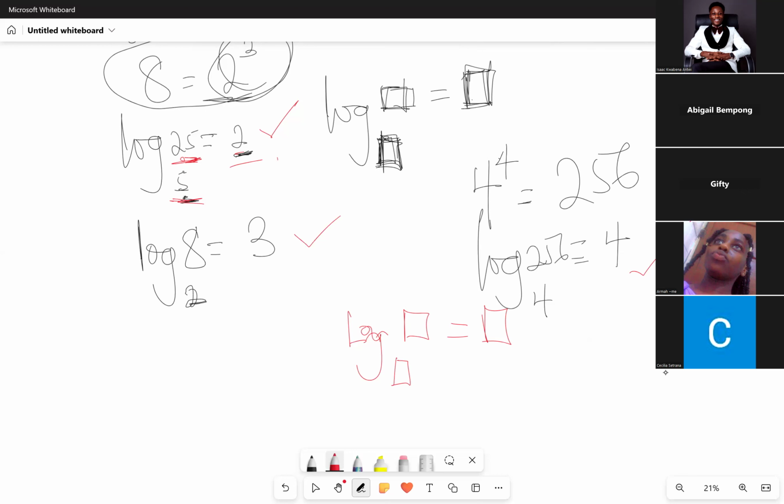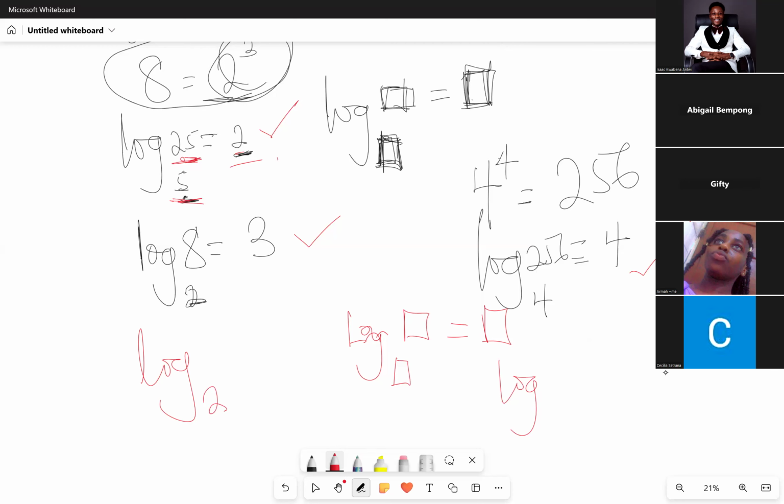And guys, logs can be expressed in a lot of bases. We can have base 2, base 3, base 4, 5, 6, and so forth. Are you with me? It starts from base 2 and onwards. Take note of that. So we can have log to the base of 10, log to the base of any number. That is something I want you to know.